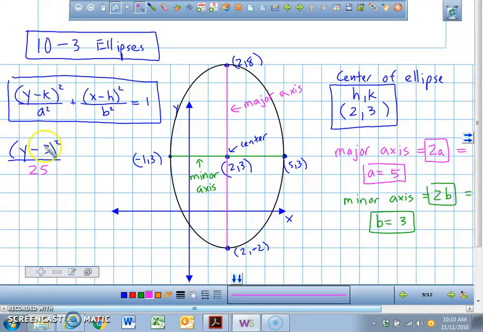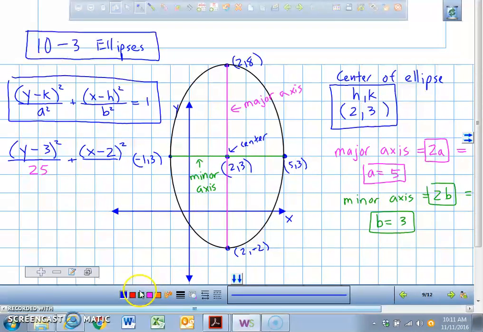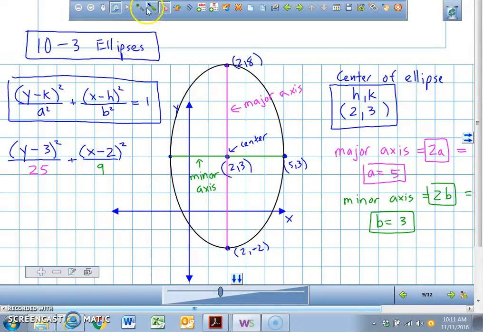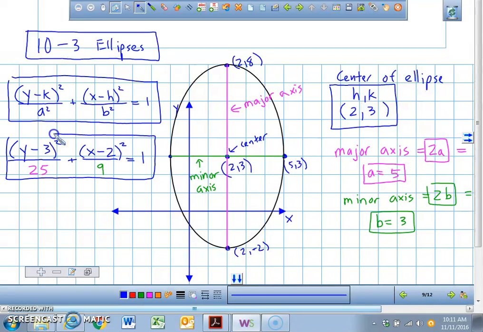So yes, 5 squared is 25 plus (x - our h value, which is 2) squared over b squared. If our b is 3, what's b squared? 9. Now I'm running out of room here, so I'll erase this. And what is this equal to? This is equal to 1. This is your equation, everybody, for problem number 1. So on your assignment right now, you can transfer this over. There's your equation for problem number 1.